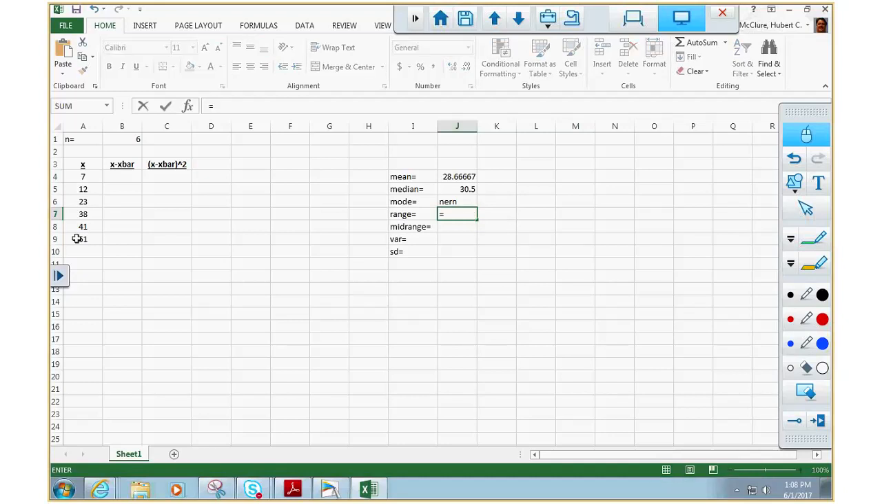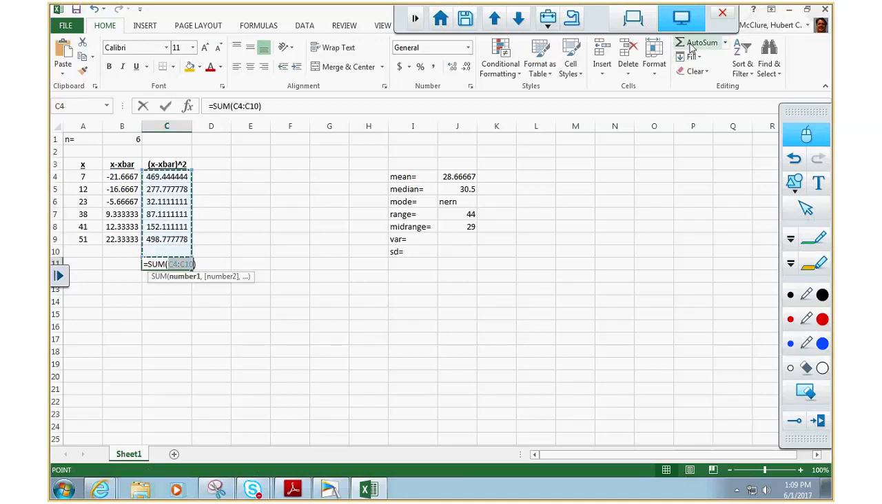Range is equal to what? The highest minus the lowest. Mid-range is equal to, parentheses, the highest plus the lowest divided by what? And then the variance equals this number minus this number, F4, enter. That number. Sum that up. And that's equal to that number divided by, parentheses, 6 minus what? Yeah. 303 is what I got. And the standard deviation is equal to that raised to the 0.5 power.